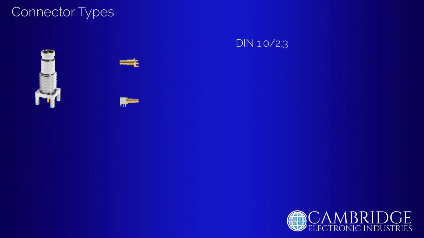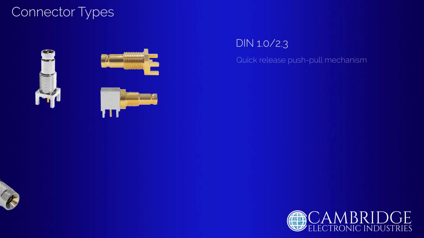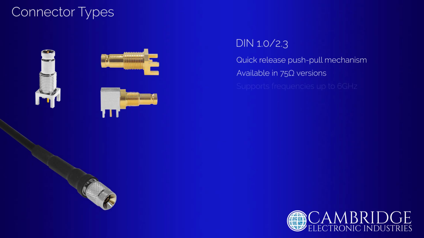The DIN 1023 connector, introduced in the 1990s, uses a quick-release push-pull mechanism. It is available in 75 ohm options and supports frequencies up to 6 GHz, which is the maximum working frequency for this type of connector.